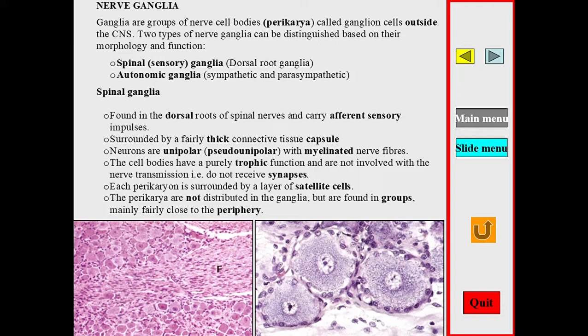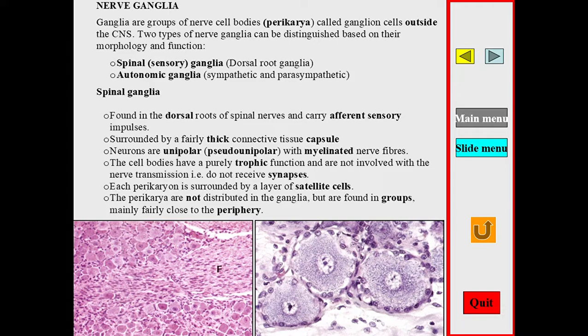And we can see lots of satellite cells surrounding those pericardia. So we have a high intensity of satellite cells surrounding the pericardia. Usually, neuronal cell bodies of the dorsal root ganglia are aggregated towards the periphery of this ganglia. They are not distributed all through the ganglia. We can see them only within the periphery of the ganglia. As we can see, in the middle we can't see any of those neuronal cell bodies. Instead, they are located within the periphery of the ganglia.